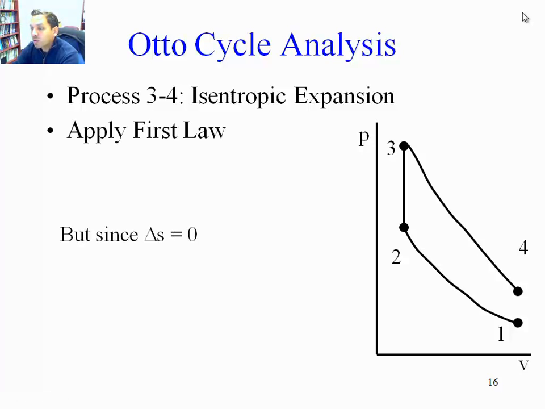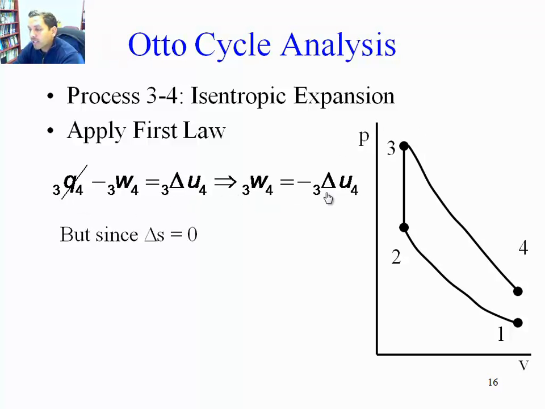If we apply the first law, because there's no heat, the work is again related to delta U. In this case, it's going to be positive, so minus delta U is expected to be positive. So there is a decrease in temperature from 3 to 4. And as the temperature decreases from 3 to 4, the energy actually decreases. So minus the change in energy leads to a positive number.